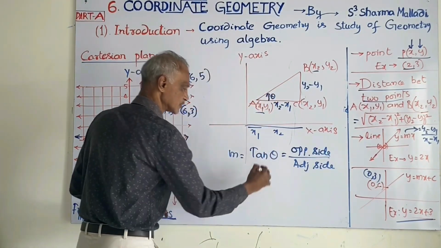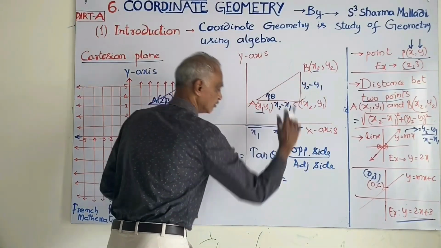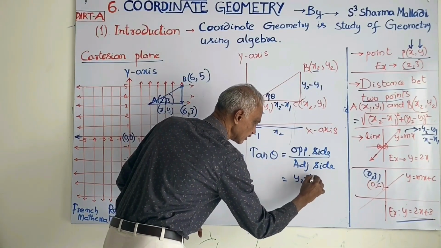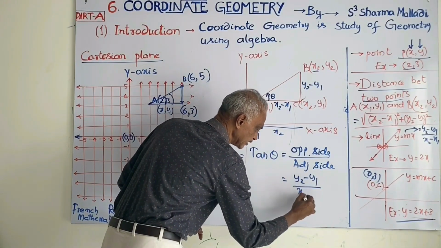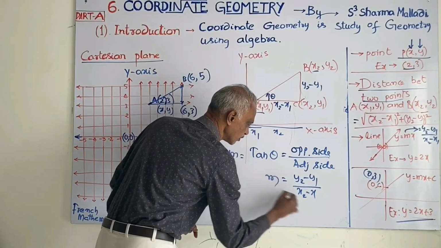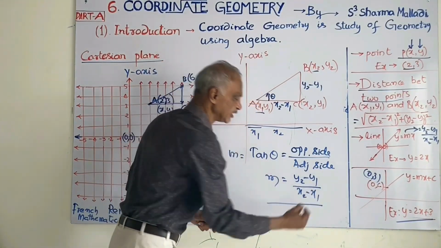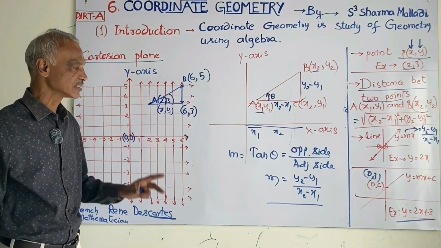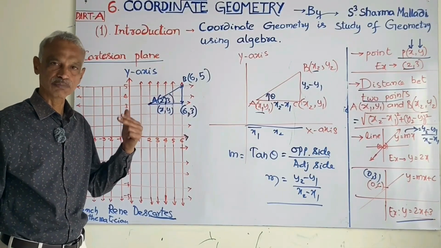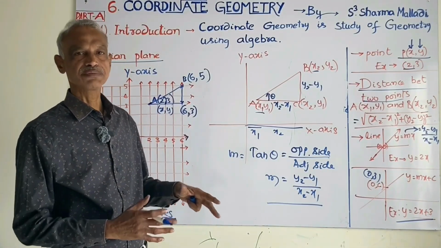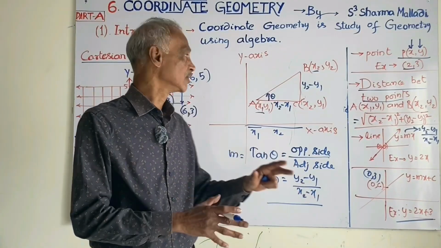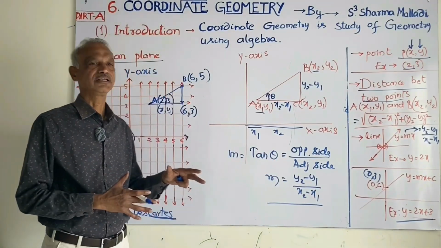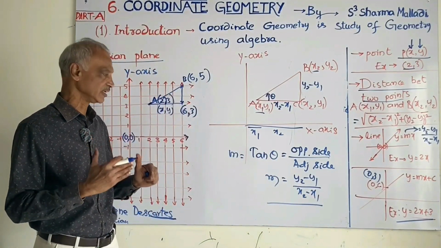You see what is the opposite side here? y2 minus y1 by x2 minus x1. That is, the slope of the equation is y2 minus y1 by x2 minus x1. You can find out the slope of the line. For Google route maps it requires distance and also slope so that we can reach the destination very easily.